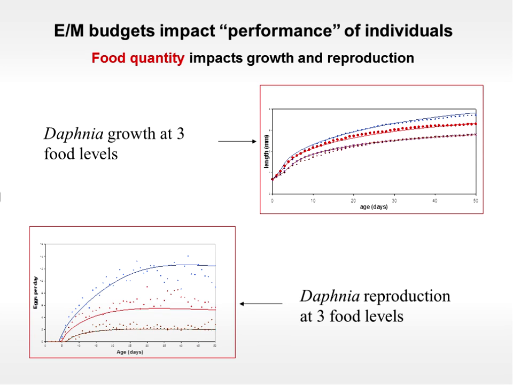The bottom left picture again has an x-axis, which is age, but the y-axis is eggs per day, and we see there is actually a much larger variation in eggs per day in response to food, with the color coding of these three pictures matching the one on the top right.